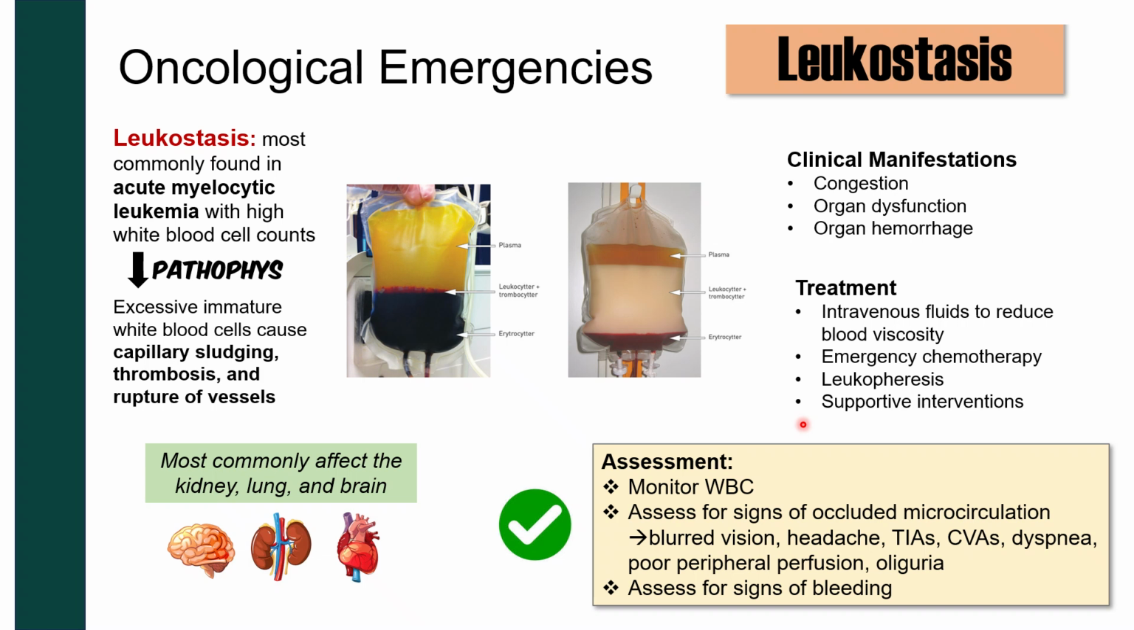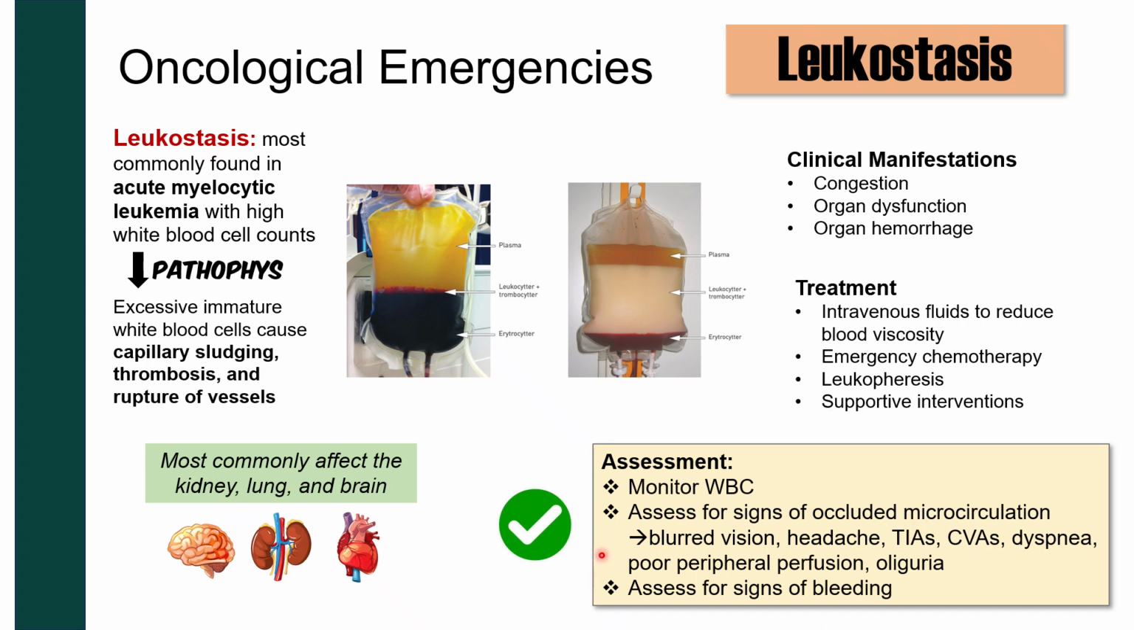So the first treatment is going to be fluids. We're going to want to thin the blood because we have too much white blood cells in it. Emergency chemotherapy, because this is systemic and chemotherapy is going to go through our vessels. Leukapheresis and general supportive interventions.